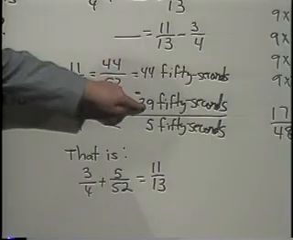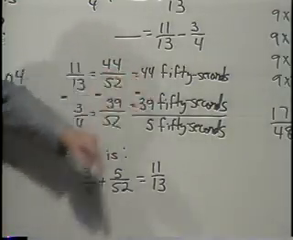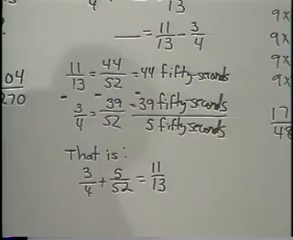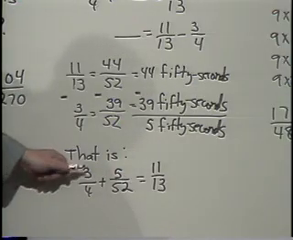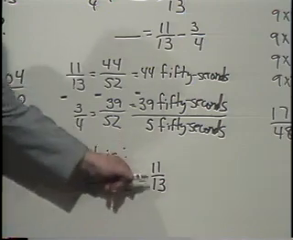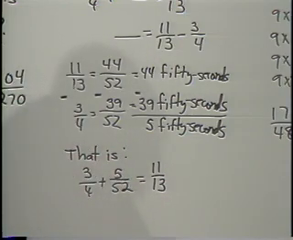You see, we still subtract the whole numbers as long as they're what? Adjectives modifying the same noun. In other words, the number that we have to add on to 3/4 to get 11/13 is 5 fifty-seconds.